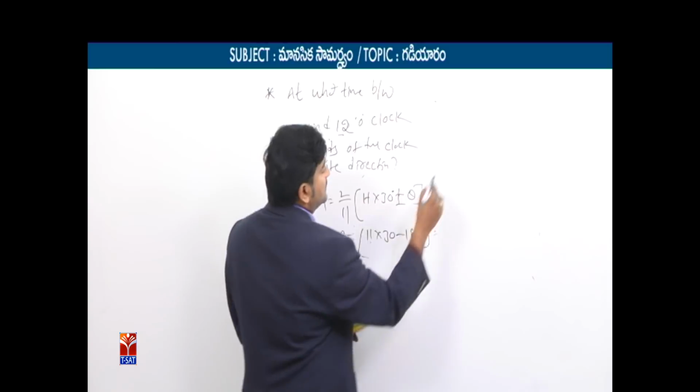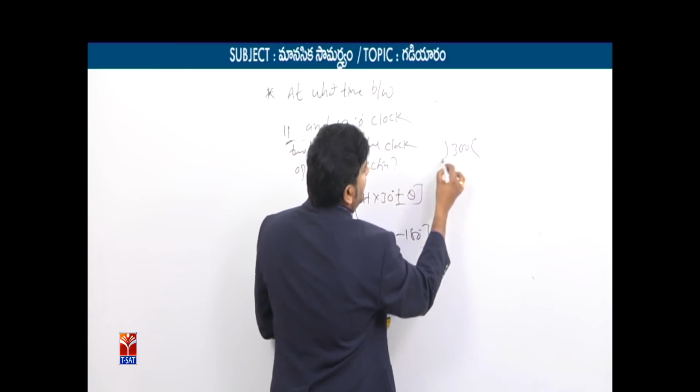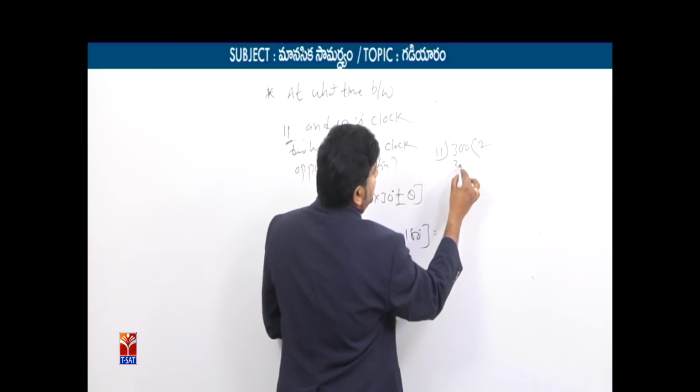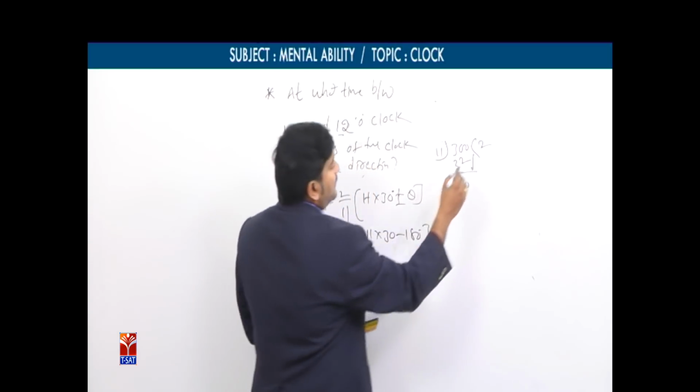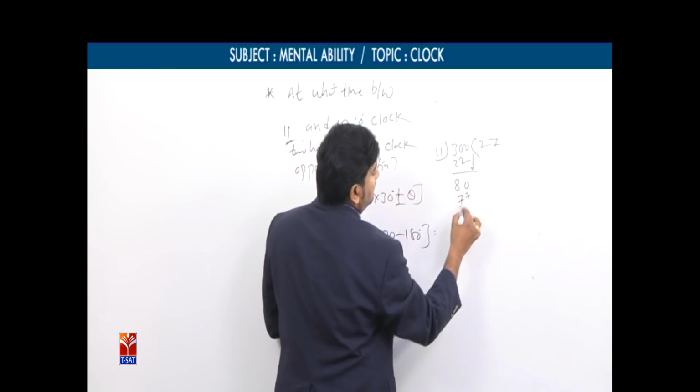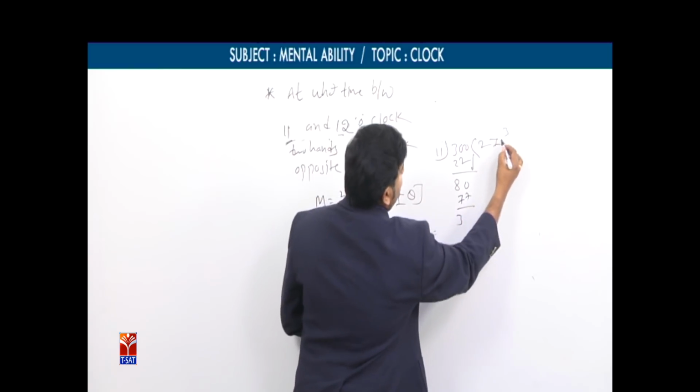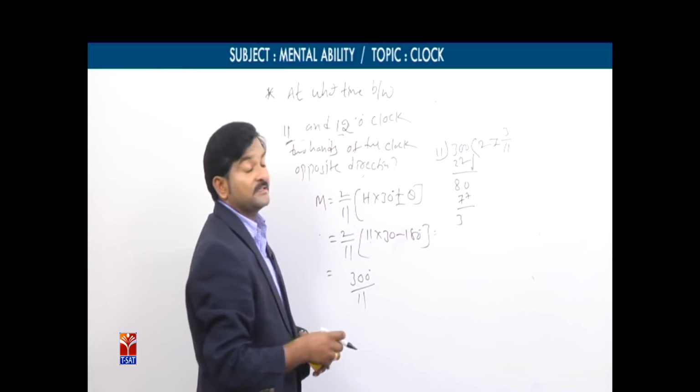What will we get, my dear students? So 300 by 11. 11 2s are 22. 8 is the remainder, so here you will get 80. 11 7s are 77. I am getting 3 as the remainder. So 27, 3 by 11 minutes.